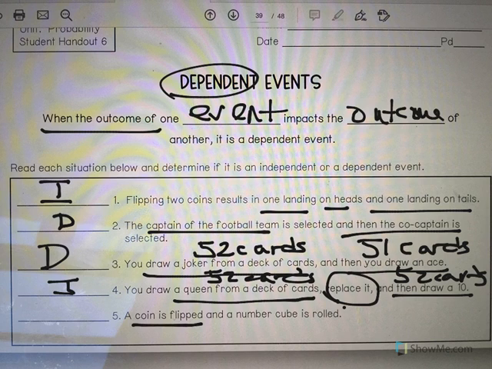A coin is flipped and a number cube is rolled. Pause. That is also independent. The outcomes are the same. You have an equal chance here. A coin is either heads or tails, and a number cube is 6 ways still, 1 through 6. Okay? Not bad so far.